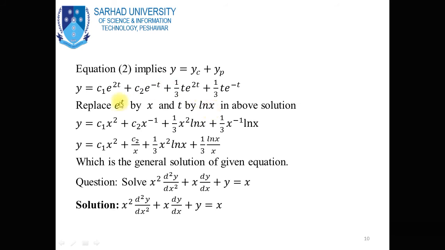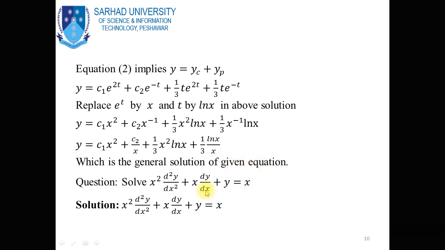In this solution we obtain y is equal to c1 x^2 plus c2 x^(-1) plus 1/3 x^2 natural log of x plus 1/3 x^(-1) natural log of x. And simplifying this result, we obtain the general solution y is equal to c1 x^2 plus c2/x plus 1/3 x^2 natural log of x plus 1/3 (natural log of x)/x, which is the general solution of the given differential equation.